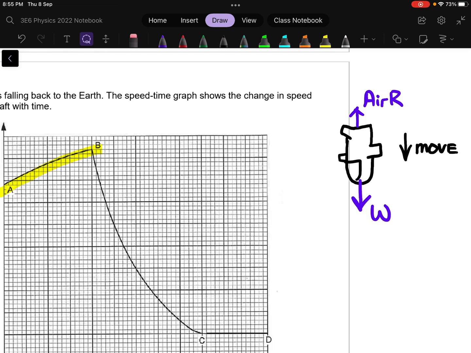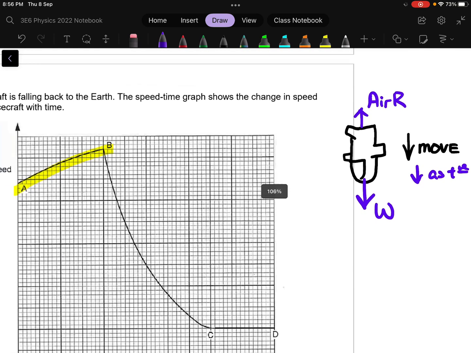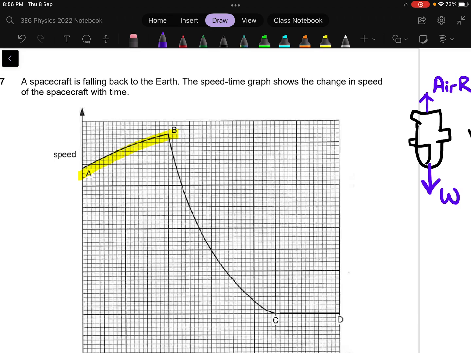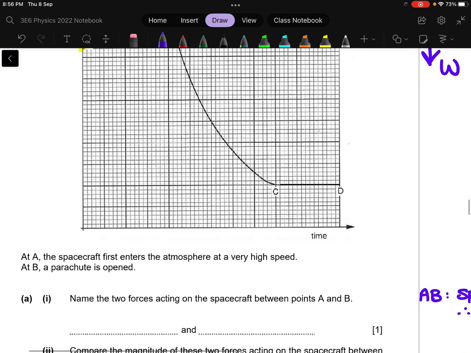When you have an object falling, it is a one-dimensional motion because you can only either go up or you can either go down, right? As I have covered previously, how do you assign positive and negative direction is that you look at the initial direction of motion. Since the spacecraft is falling down towards the Earth, I will take downwards as my positive direction, right? Here in the speed-time graph, you can see that in A to B, the object is speeding up, and then B to C, it slows down, and from C to D, constant speed.